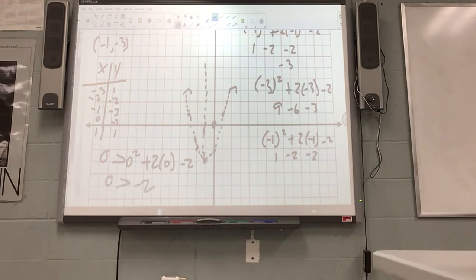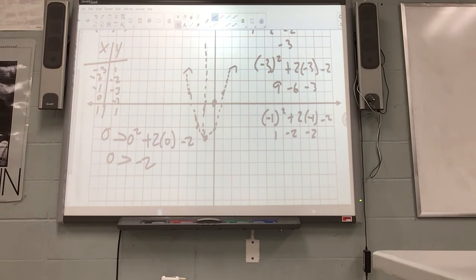True or false? True. So that means 0 would be inside? 0 is part of my answer. So it gets shaded, it's inside my U, so I would shade inside my U. And that's that.